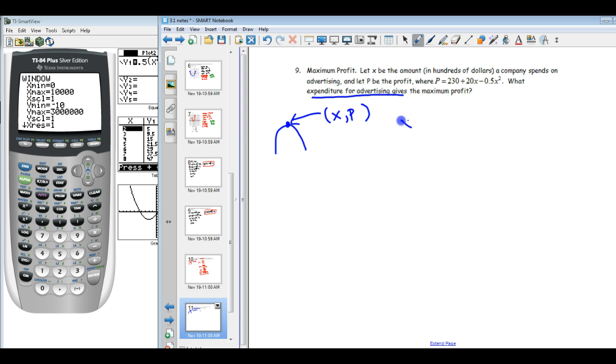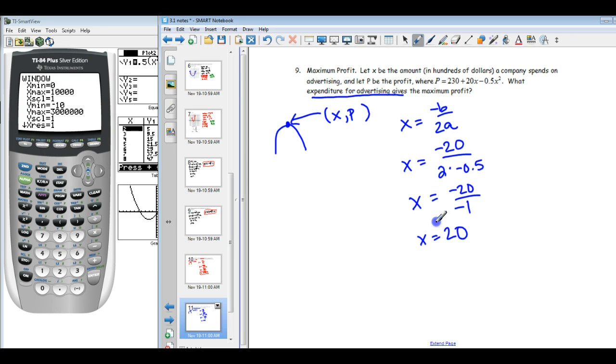The question says, what expenditure for advertising gives the maximum profit? So just like the last problem, we're going to use negative b over 2a to find the x-coordinate of the vertex. This time, b is 20. It's always the coefficient of the x. And a is negative 0.5. So negative 20 over negative 1 means that x is equal to 20.